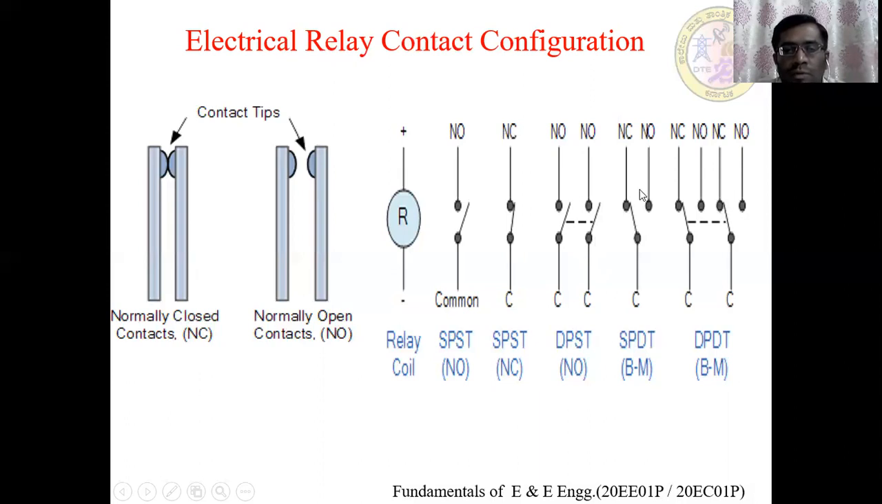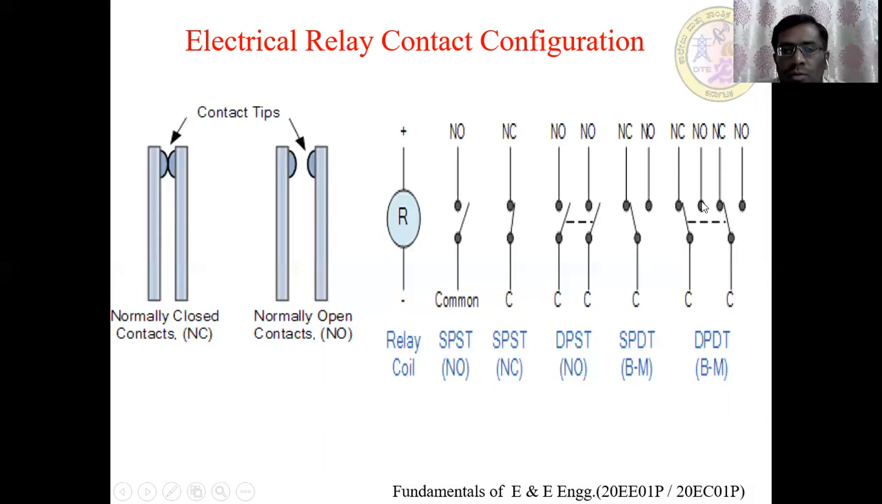In this figure, this is single pole, double throw. This is the single pole and this is the double throw, where one is normally closed and the other is normally open. And the last figure shows DPDT. Here there are two poles, C and C. That is called double pole, and here there are double throws.